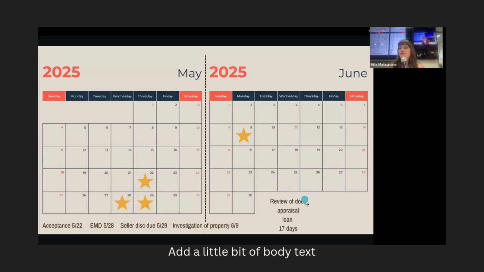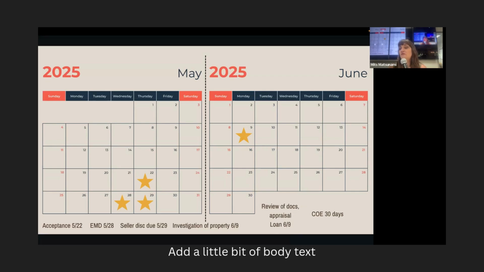Okay, now review of the documents. That's a separate contingency. The buyer has time to review all the disclosures, the NHD, any legally liened items, information. They have 17 days to review all of that as well. The appraisal and the loan are both due on 17 days as well. We're not going to recount it because we already know that fell on a Sunday and it's popped forward to the 9th. So those are all due on that same day.